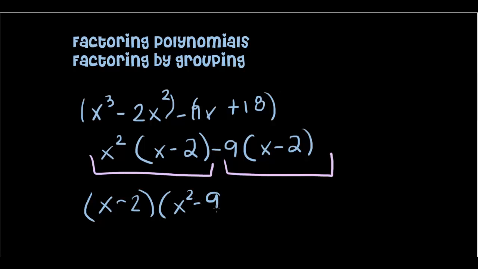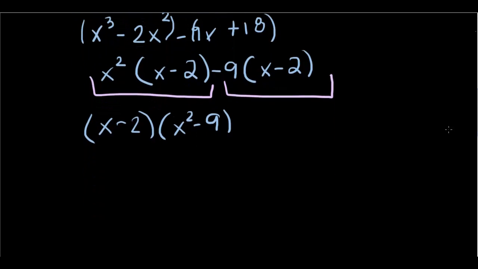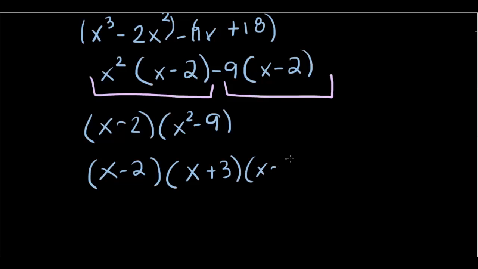And then you might think, okay, I'm done. But no, you're not, because this is a difference of two squares. So how do we factor this? Well, we will have x minus 2. There's really nothing I can do with that one anymore, but I can factor this one. And to factor the difference of two squares is going to be x plus 3, x minus 3. And then you're done.